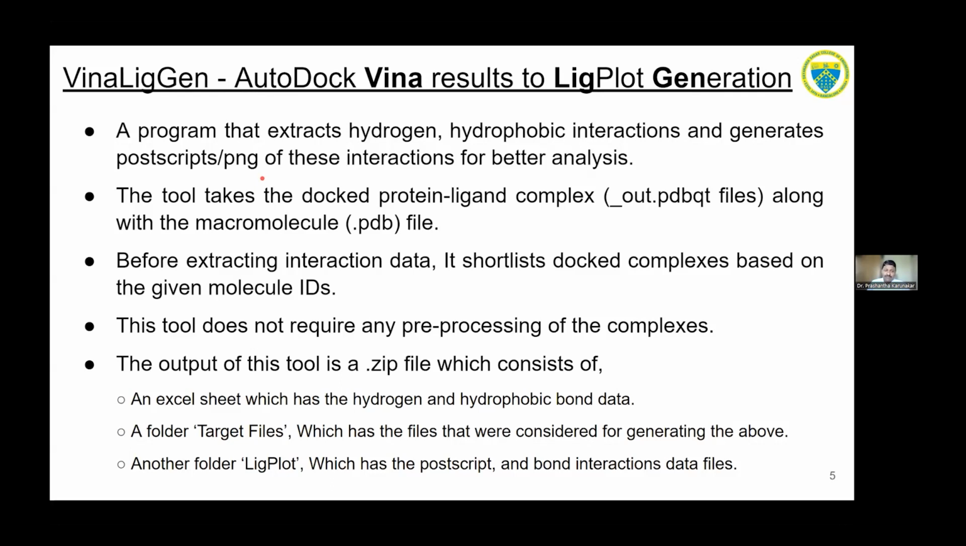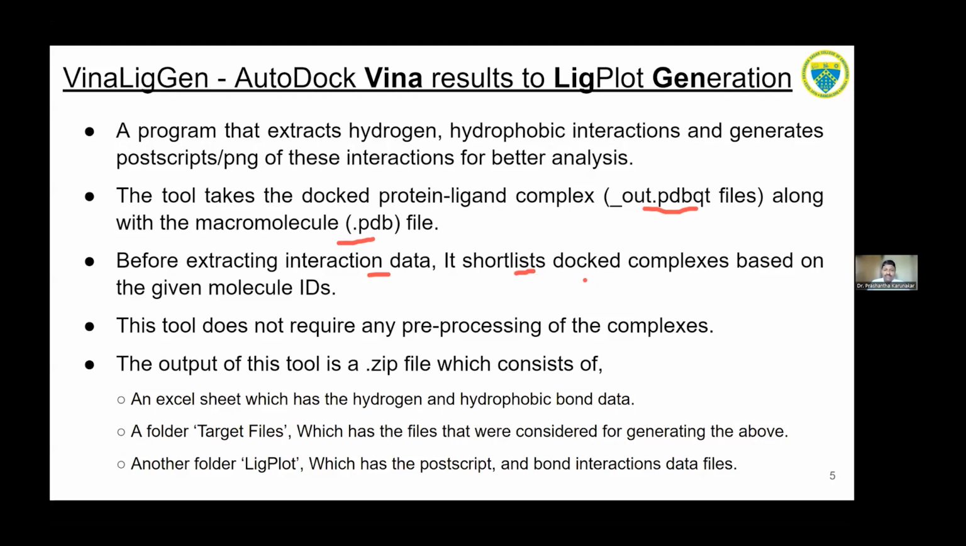It generates the PostScript files, and it considers the out.pdbqt, whatever we generate from AutoDock Vina, and we need to input the macromolecule in the PDB format. Then it extracts the interaction data, and then we can also provide the shortlisted docked complexes.